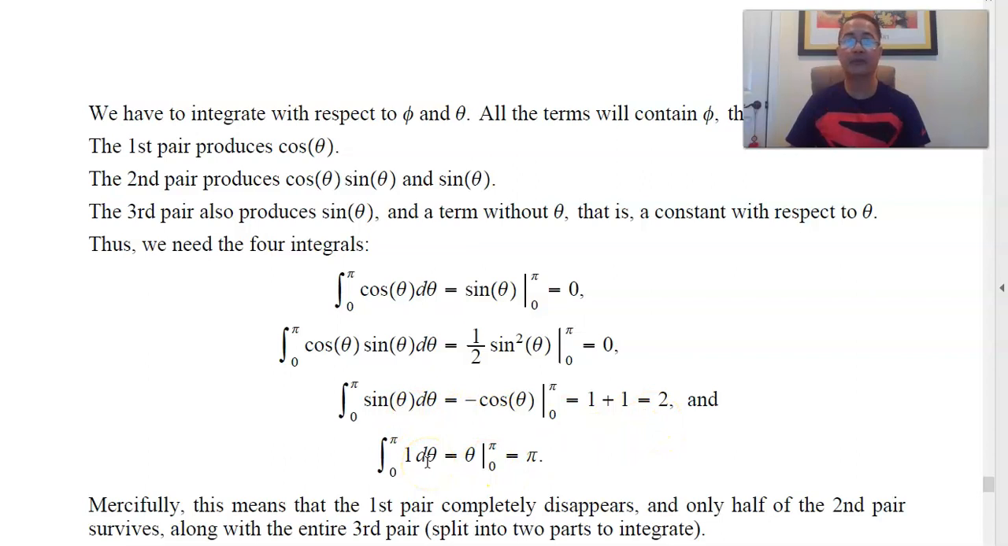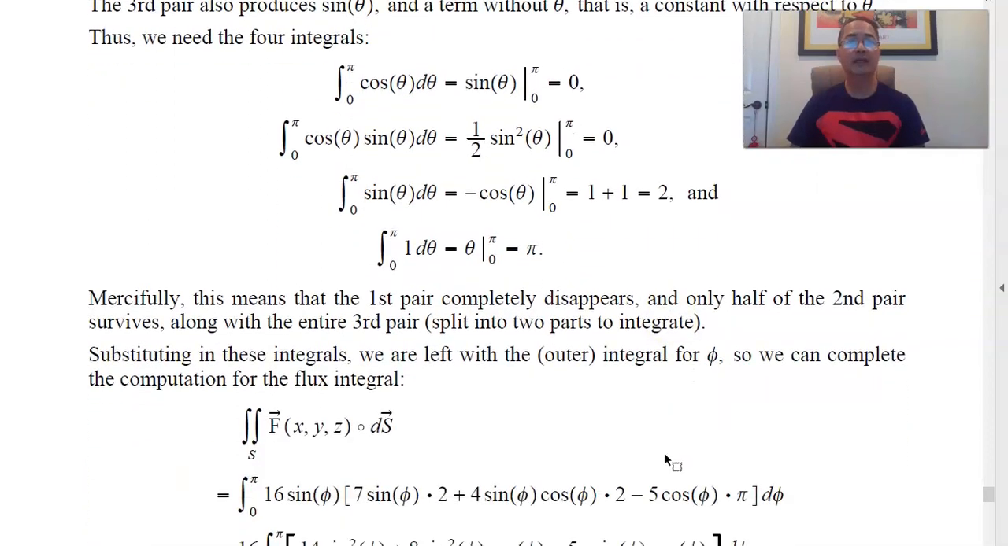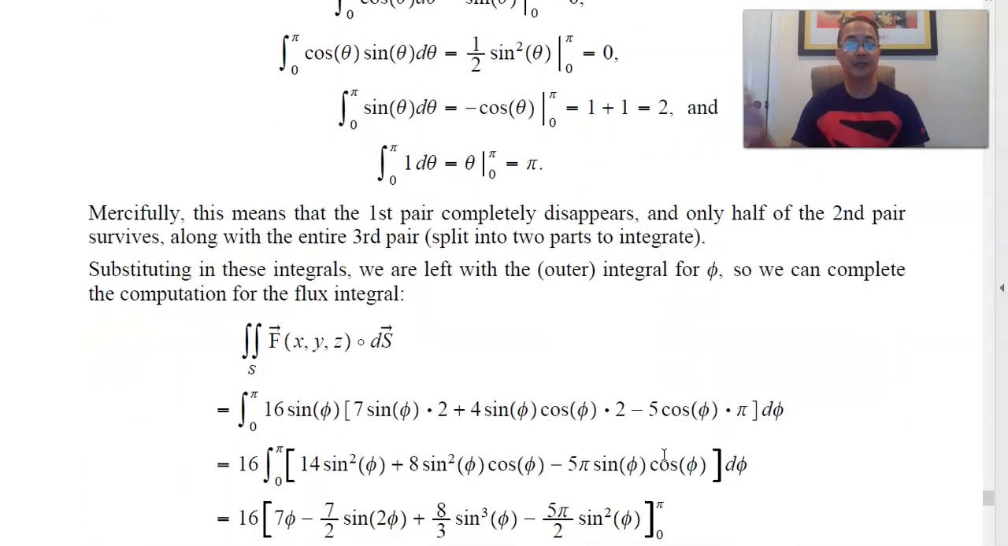Okay, and of course, constant does not go away when you integrate. You're going to get pi minus 0. You're going to get pi. Okay, so once you do that, that expression that we're supposed to integrate is a lot tamer.